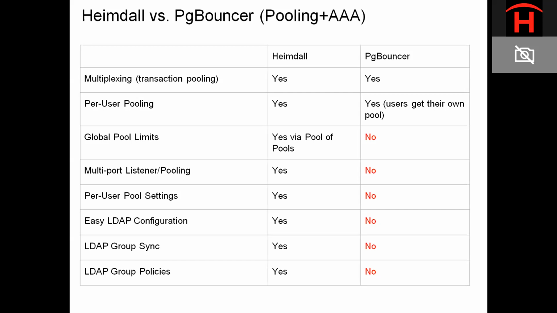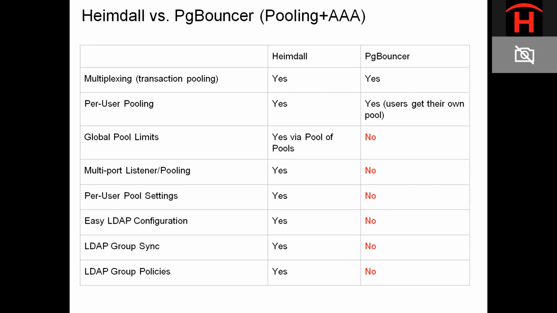PG Bouncer world. We're not going to talk about statement level pooling because it really doesn't matter. If you're using transactions, it's transaction level pooling. And if you're not using transactions, then if you set transaction pooling, you're getting statement pooling anyway. So statement level pooling is kind of redundant. You just use transaction pooling and either case works. And both Heimdall and PG Bouncer support that. But it's the differences in how it works behind the scenes that really make the big difference.